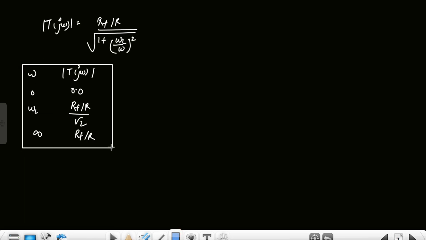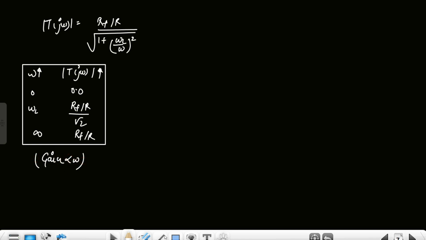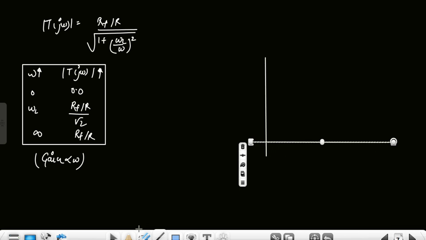So as we can see, as the frequency is increasing, the magnitude is also increasing, meaning the gain or magnitude is directly proportional to omega. So the magnitude plot will be like this.